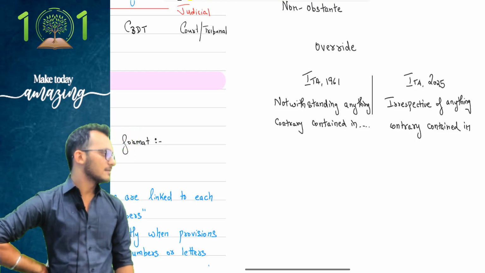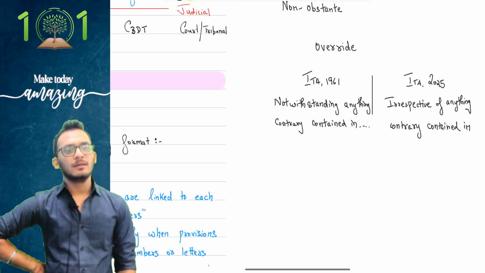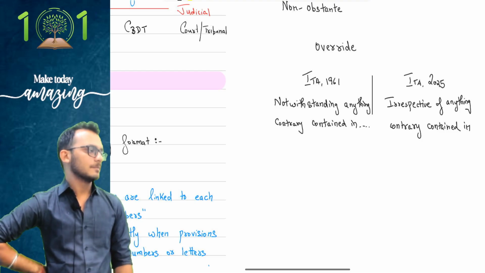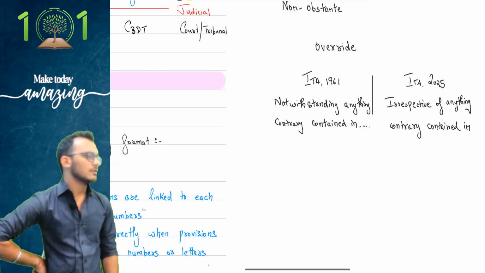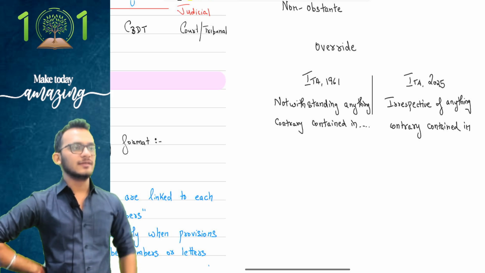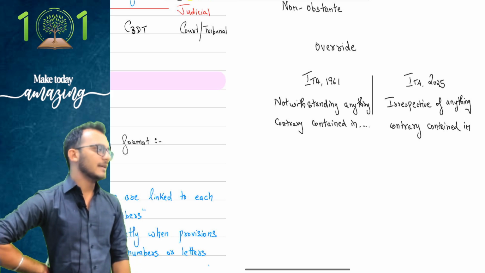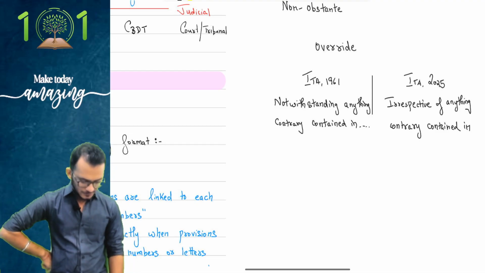Next, subject to provisions. Heading is called subject to provisions. So we've written section 1, section 2, charging section, penal consequences, non-obstantes, and now it is subject to provisions, hyphen.